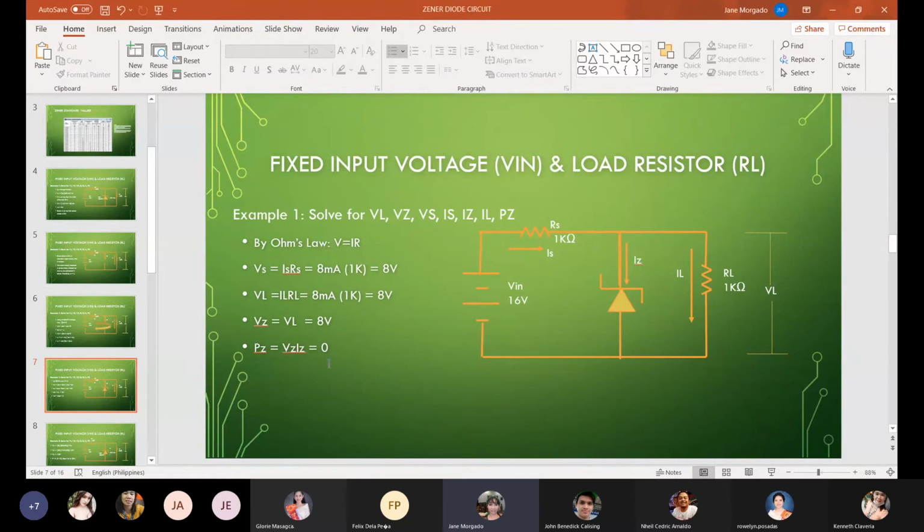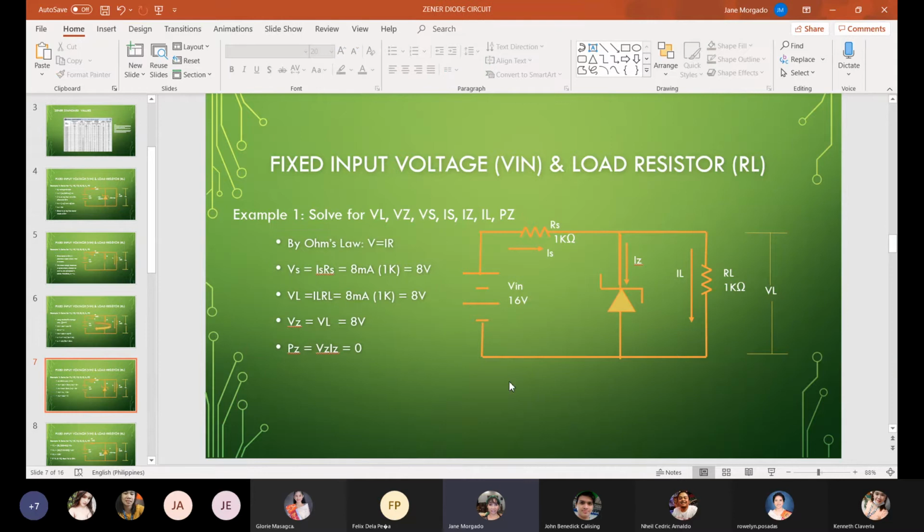So what is the power across the Zener diode? Since there is no current flowing through the Zener diode, using the power formula VI, your IZ is 0, so the power is also equal to 0.